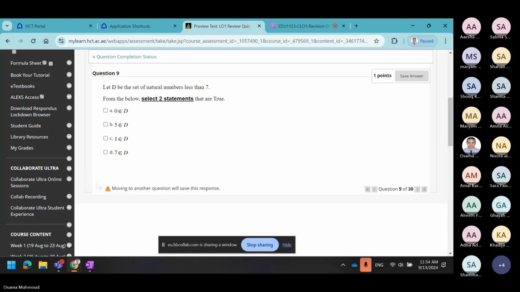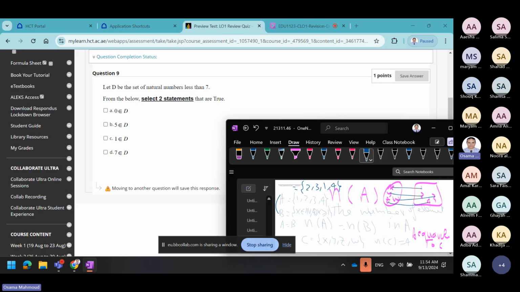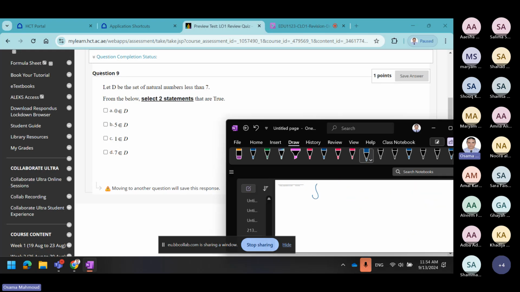Now, two statements are true. 0 belongs to D. What is D? D is a natural number less than 7. What is a natural number less than 7? We know them. Less than 7, I have 6, 5, 4, 3, 2, 1. Because I have to stop at 1, because 0 is not a natural number, and negative is not a natural number.